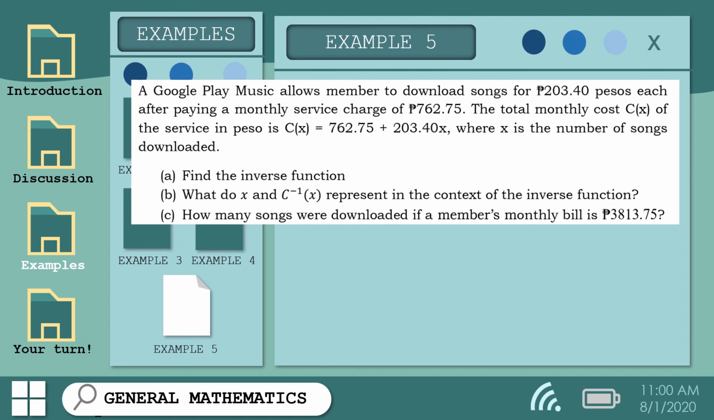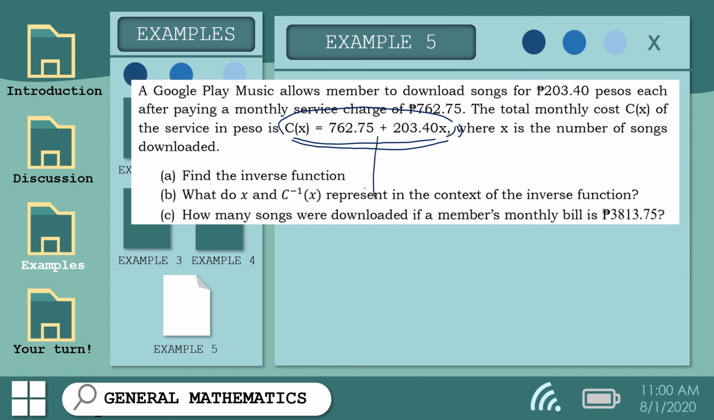So our task is to find the inverse function and what do x and the inverse function of C of x represent in the context of the inverse function, and how many songs were downloaded if a number's monthly bill is 3,813 and 75 cents. Ayan, so yung ating original number is C of x is equal to 762 and 75 plus 203 and 40x.